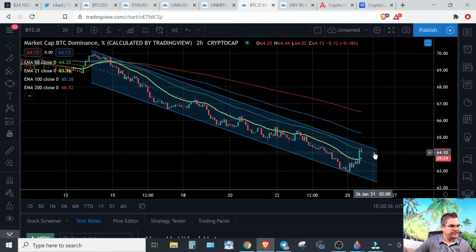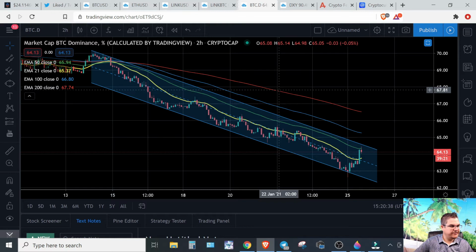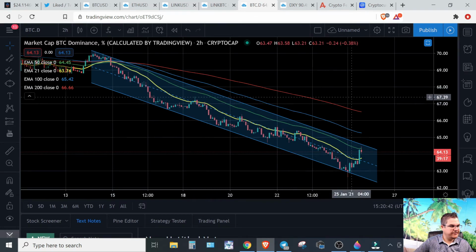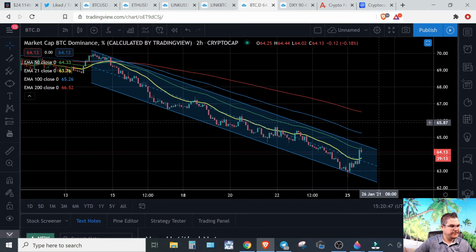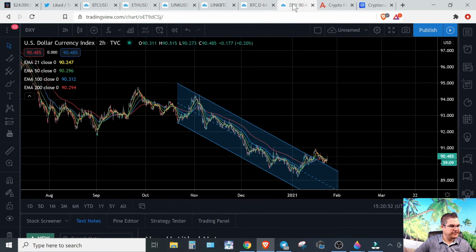As Bitcoin dominance falls, altcoins have room to run. When Bitcoin dominance is rising, it just pulverizes the rest of the market and it can't move. So we want this to come back down after this top, would be ideal.